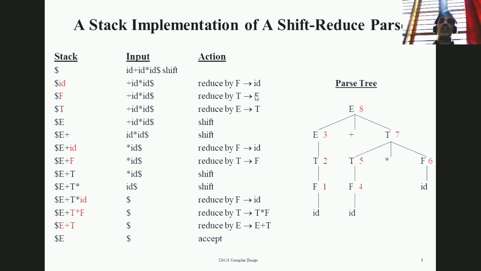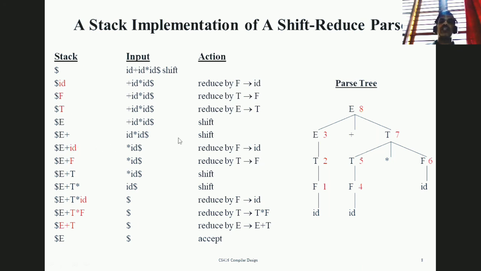Since F matches the right hand side of the given production, F will be replaced by T. So it becomes dollar T. Still my input remains plus ID star ID. Once again, T matches E derives T, so we replace T by E. So my stack becomes dollar E and plus ID star ID followed by dollar is my input. Since E doesn't match any right hand side of a production, we shift plus onto the stack. Then my stack becomes dollar E plus. Once again, I shift ID onto the stack, so it is E plus ID.